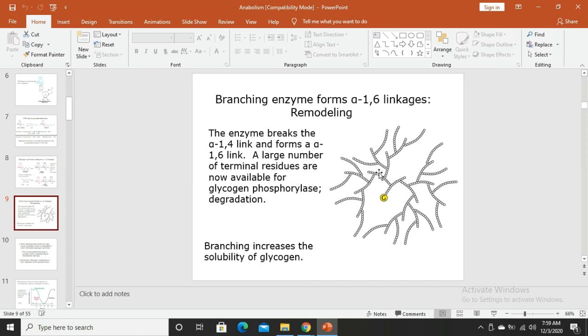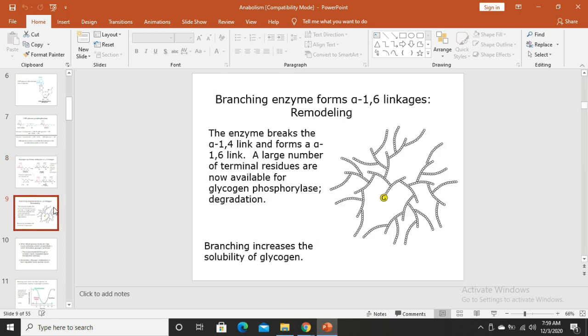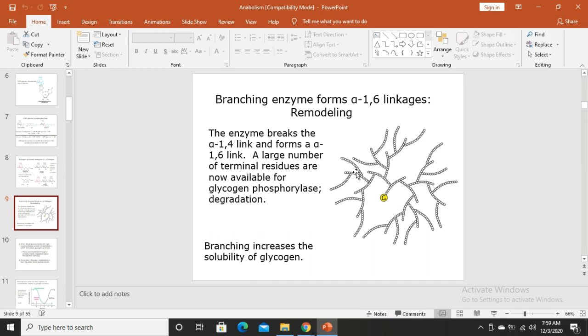Because the real structure of glycogen is really not linear, but has branches. These branches are alpha 1,6 linkages. The linear parts are alpha 1,4 linkages, the type of glycosidic bond. The branches are alpha 1,6. So the enzyme breaks the alpha 1,4 link and forms an alpha 1,6 link. This is done by glycogen branching enzyme. So at this point, you have made glycogen. That is glycogen synthesis.